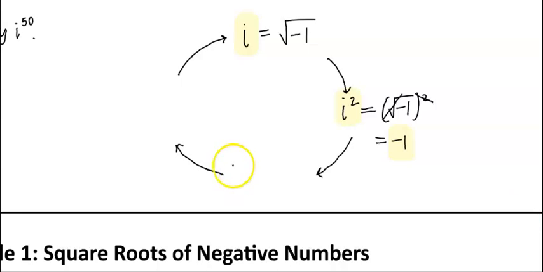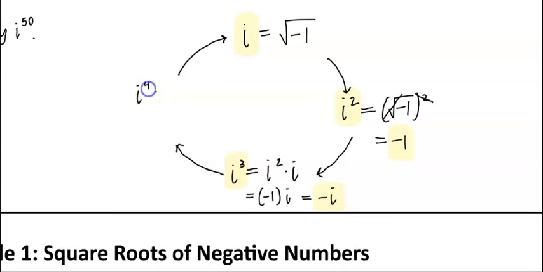Next on our circle here, we have i cubed. If we break apart i cubed, we could treat that as i squared times i. We just said that i squared can be simplified to -1. So this is like saying -1 times i. If you multiply -1 times i, you get -i. So if you have i to the power of 3, you're going to simplify that to -i.